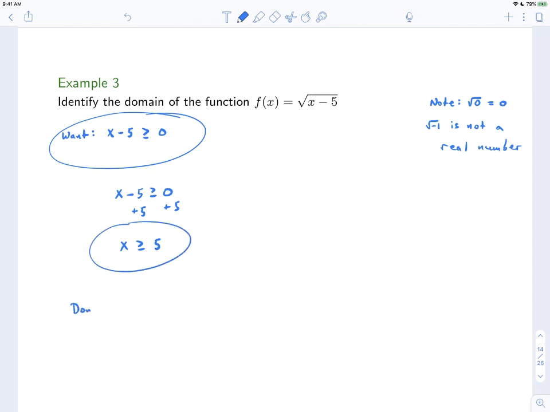So the domain is equal to the set of x such that x is greater than or equal to 5. Now in interval notation, this is bracket 5, comma, infinity, parenthesis. And that's the domain of the function.